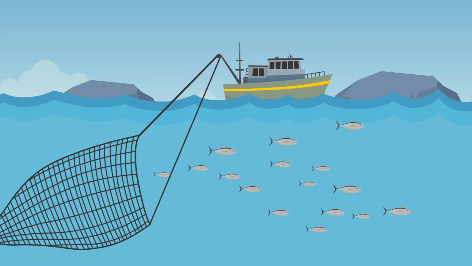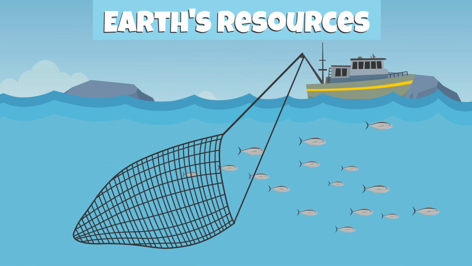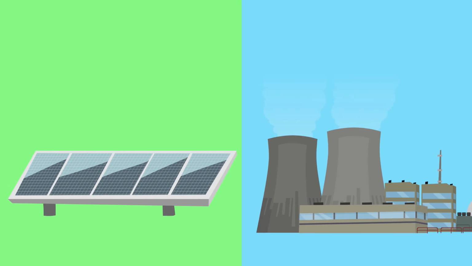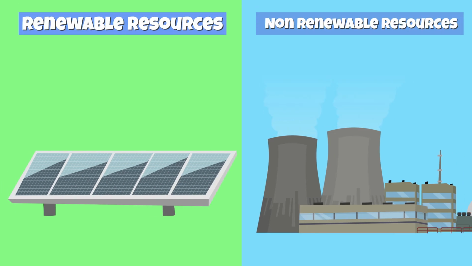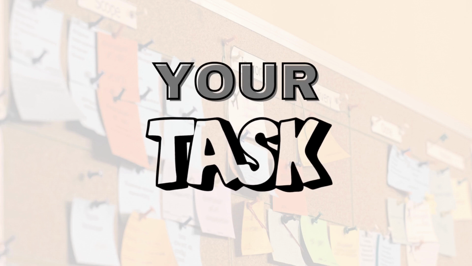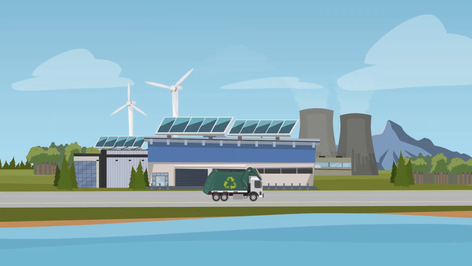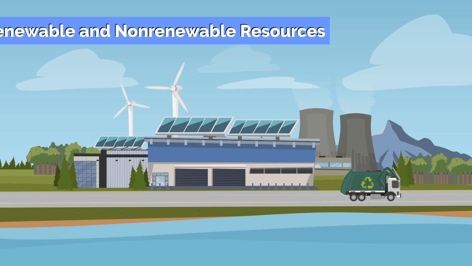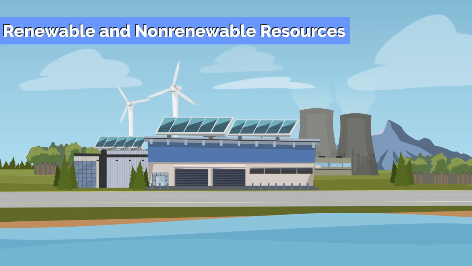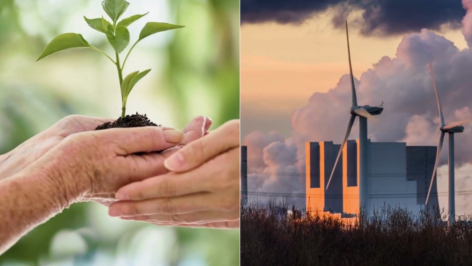So let's start our scientific exploration of Earth's resources. For today's activity, let's identify and classify different resources and discuss their conservation. Here's your task. Think about the various resources we use daily. How can you categorize them into renewable and non-renewable resources? Why is conservation important for both types?